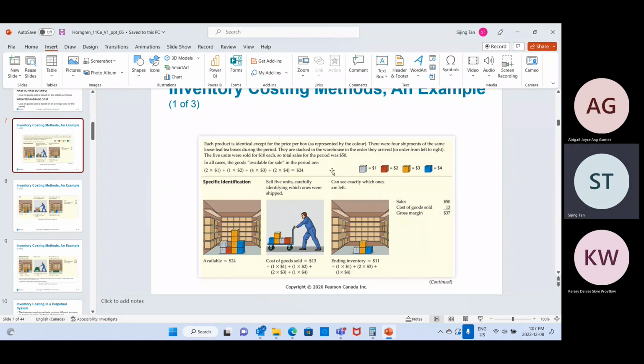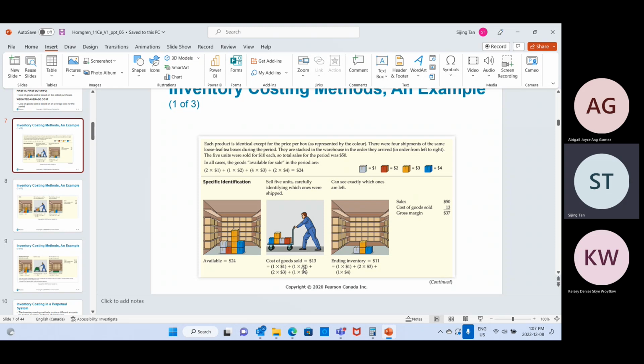So this one you can see from our textbook. It gives you a very good example to show the 3 different methods. Now each product is identified except for the price per box. So we could see that this is a tea box, right? So there are 2 white tea boxes, 1 red one, 4 yellow, 2 blue. You can see a white tea box is $1 each. Red one is $2 each. The yellow one is $3 each, and then $4 each for the blue one.